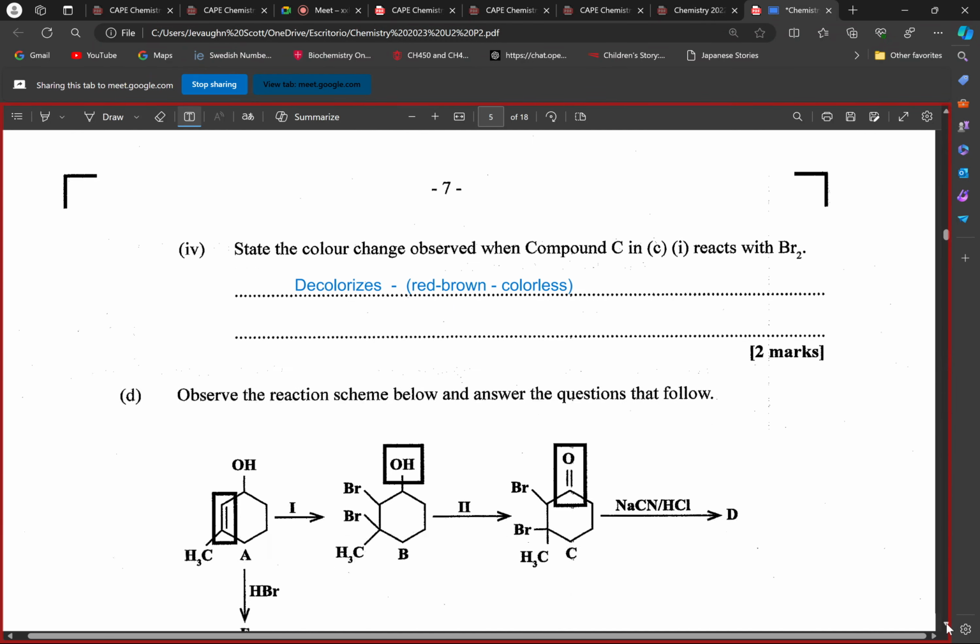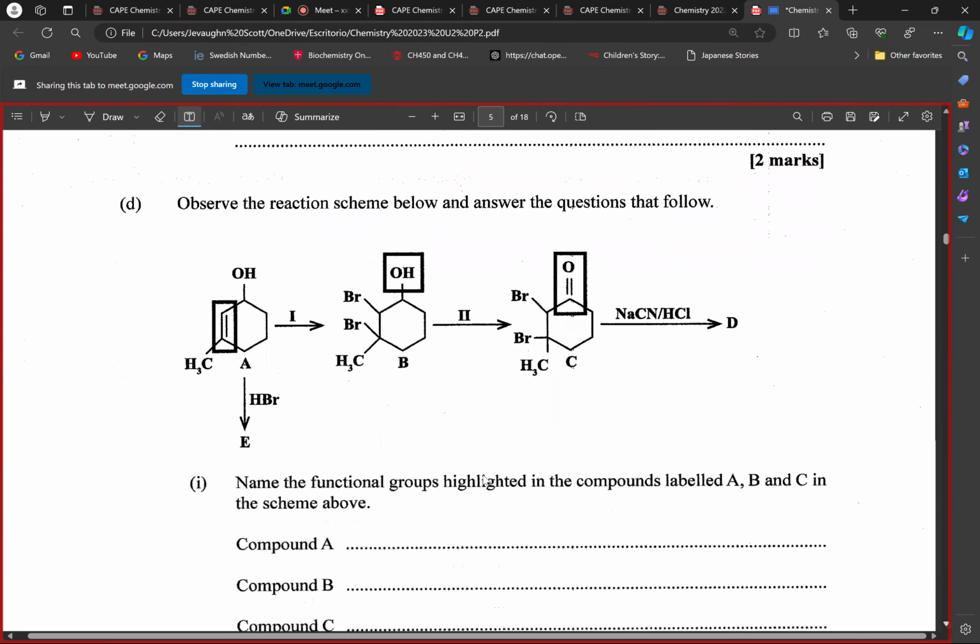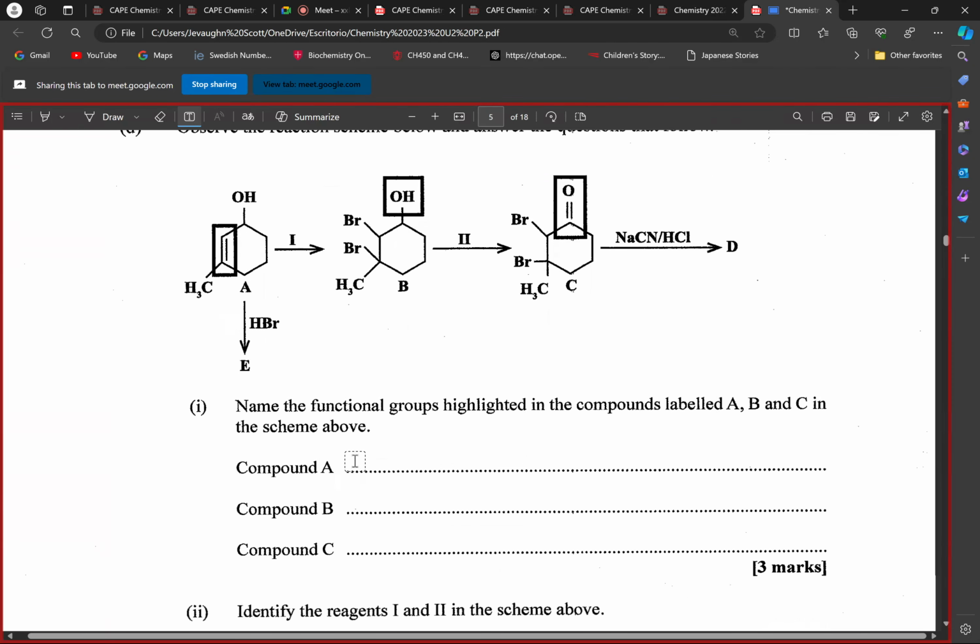Alright, moving on. Name the functional groups highlighted. Whoa, this is so interesting. What's the functional group in A? I want to hear other persons participating while I don't hear anybody else. Somebody else can tell me what this functional group is, please. Alkene. The alkene functional group. Alkene, right? What is B?